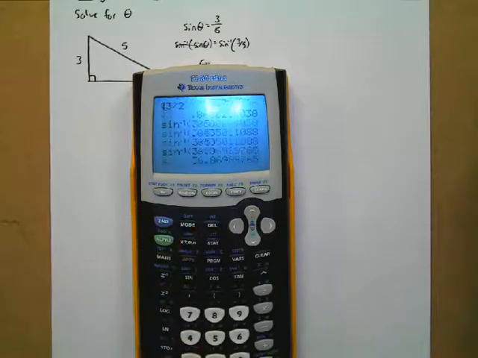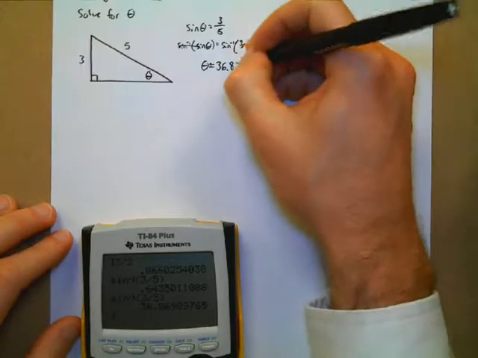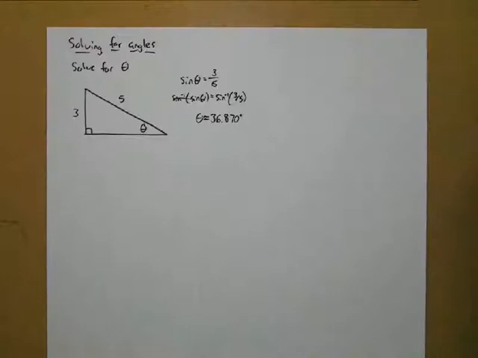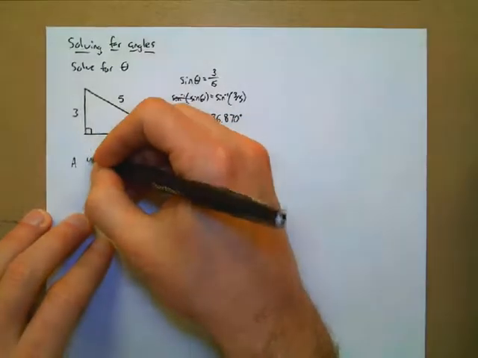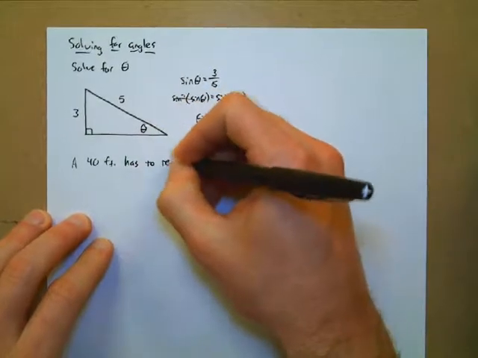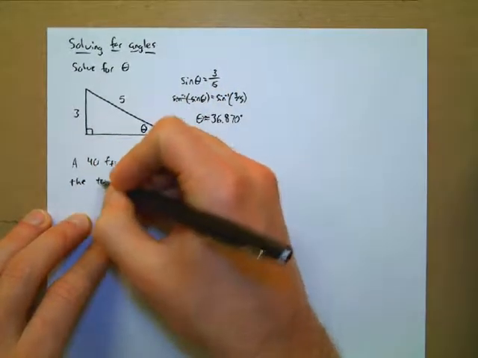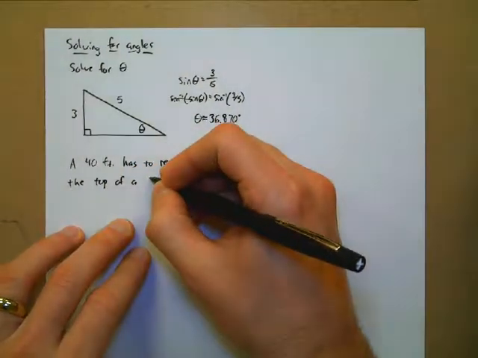A 40-foot ladder has to reach the top of a 35-foot tall wall. At what angle must it be placed to reach the roof, or to reach the top of the wall?